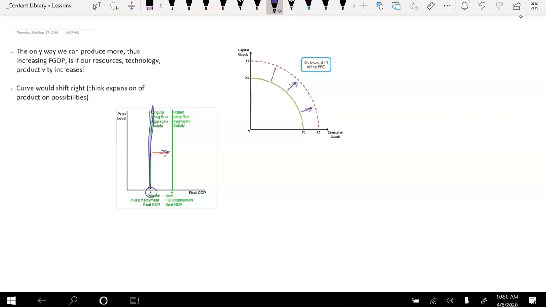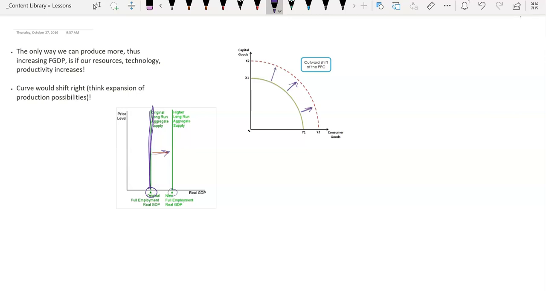So this is our goal of where we want to be. We want to be operating as close to our long run aggregate supply as possible. But that curve is always constantly shifting because the amount of resources we have, how we use our resources, the efficiency with which we use those resources, and the productivity of our workers is constantly changing. So very rarely will you see your productive capacity decrease.